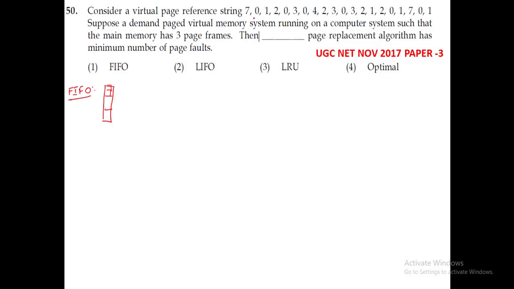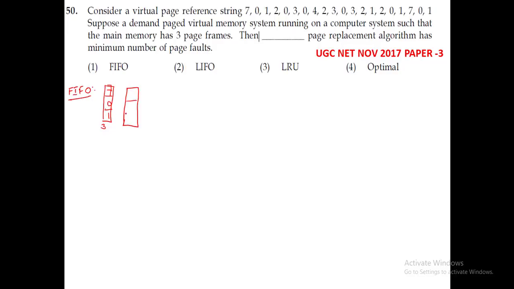Next 0 is referred by the CPU. 0 is also not available. We have only 7 there, so one more page fault would occur. So up to now we have 2 page faults. The next page referred by the CPU is 1. 1 is also not there, so in total 3 page faults have occurred here, right? And then next the CPU refers to page number 2. Page number 2 is not there, so one more page fault would occur here.